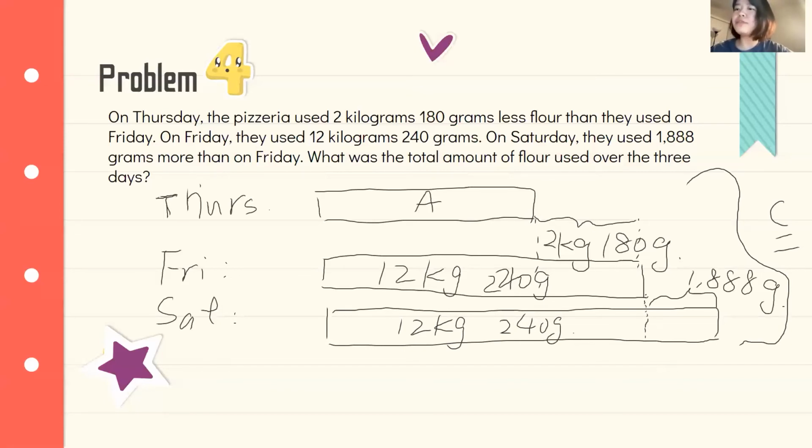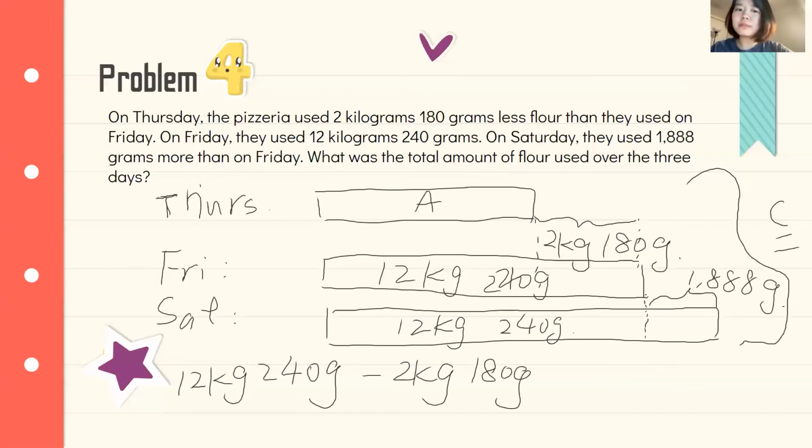Okay, so we have to know the amount of flour the pizzeria used on Thursday. So we have to use 12 kilograms, 240 grams minus 2 kilograms, 180 grams first. So we get 10 kilograms, 60 grams. That is for Thursday. 10 kilograms, 60 grams. Okay.